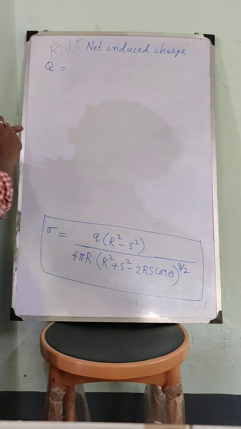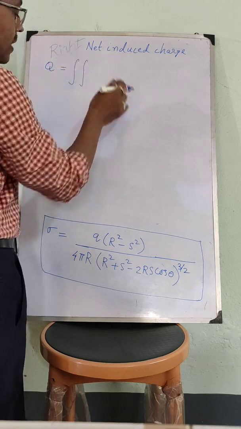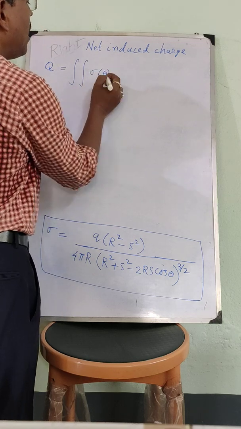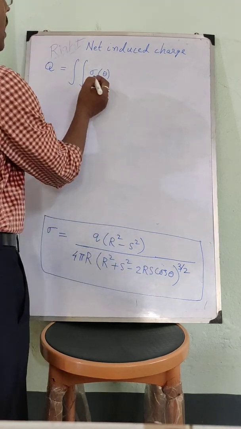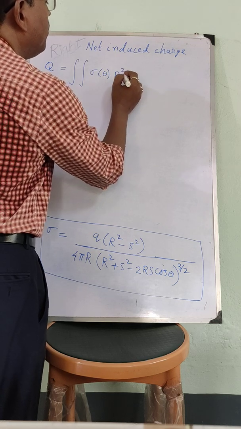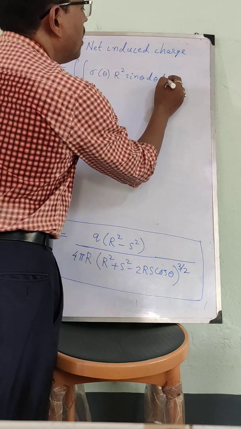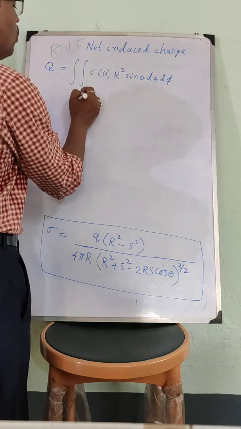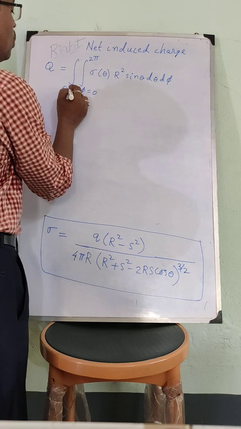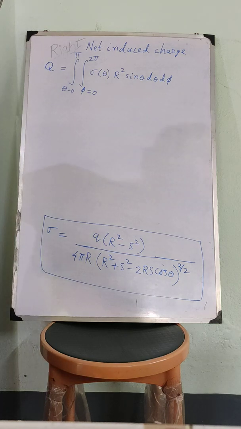So capital Q, that is the net induced charge. We will have to integrate over the entire surface of the sphere. So it will be sigma of theta, because sigma is a function of theta, then the differential area element R² sin theta d theta d phi. Now phi goes from 0 to 2 pi and theta goes from 0 to pi. So this integration we have to perform.